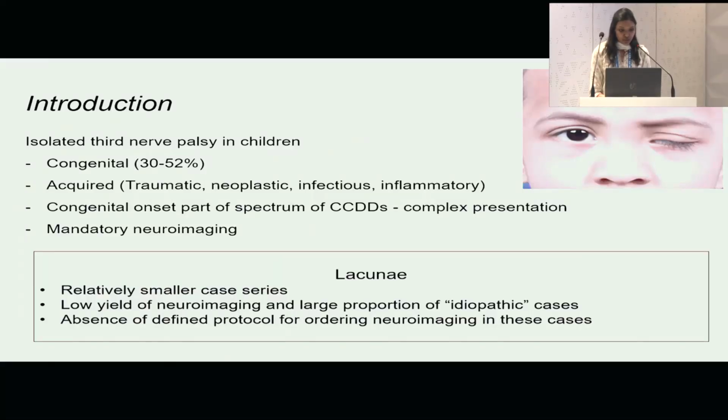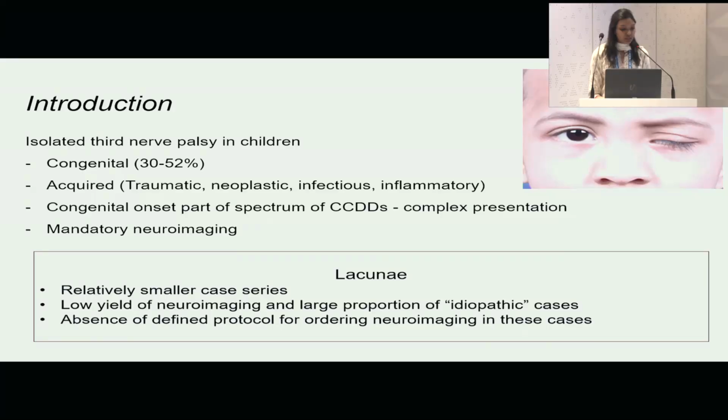For background, isolated third nerve palsy in children is relatively rare, and half of these cases are considered to be congenital, with the other half being secondary to causes like trauma, neoplasms, infections, inflammations, and so on. These can come with a complex presentation, since the congenital cases are considered part of the spectrum of congenital cranial dysinnervation disorders. Some of the acquired cases can be life-threatening as well. So neuroimaging is considered mandatory for these cases.